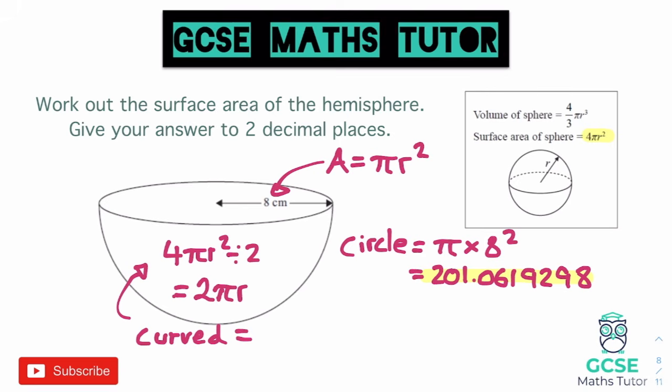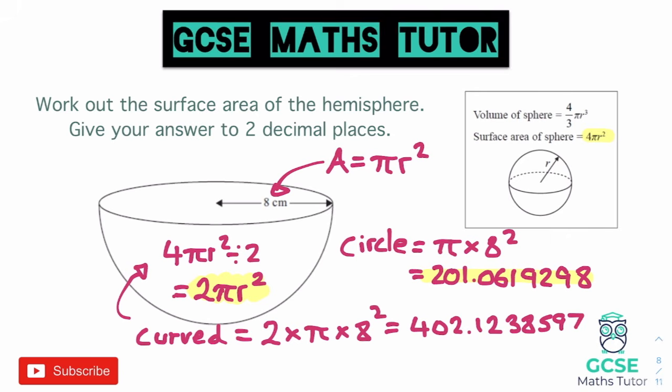Okay, so that might just save you a little bit of time in terms of the process, because instead of using the formula and then halving your answer, you're just going to straight away get half of that answer. So if we use that formula instead, as it is half of a sphere, instead of doing 4 pi r squared, we're going to do 2 times pi times 8 squared. And if we type that in, let's see what we get. 2 times pi times 8 squared, and we get the answer 402.1238597. And there we go. And that is the curved part of the hemisphere.